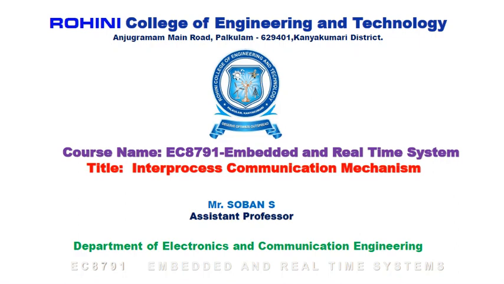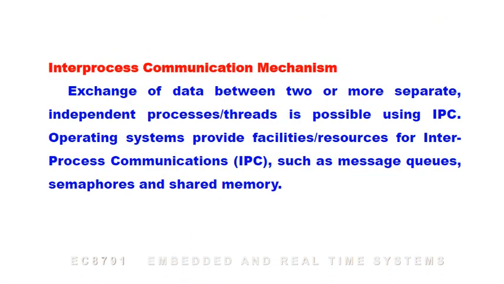Hello everyone. Today we are discussing interprocess communication mechanisms. Interprocess communication mechanisms allow the exchange of data between two or more separate, independent process threads.